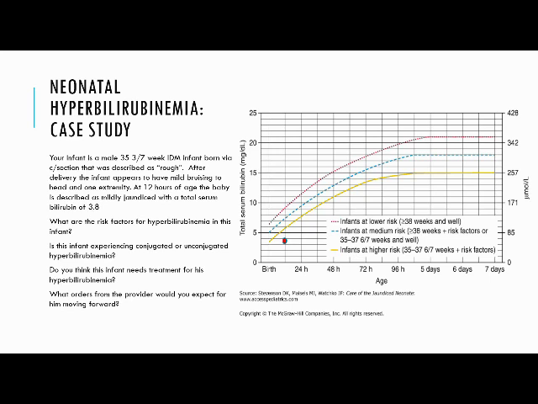Is this infant experiencing conjugated or unconjugated hyperbilirubinemia? What do you think? Unconjugated, right? Your total serum bili is elevated. You're jaundiced early, most likely unconjugated hyperbilirubinemia.